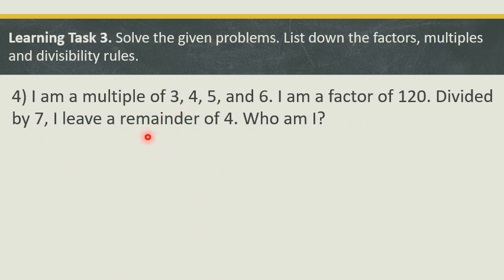Then last, I am a multiple of 3, 4, 5, and 6. I am a factor of 120. Divided by 7, I leave a remainder of 4. So, siya daw ay multiple. Pag counting din natin ng 3, 4, 5, and 6, makukuha natin yung number na yun. Then, factor din po siya ng 120. So, pag dinivide daw siya sa 7, magkakaroon ng remainder na 4. So, ano daw po siya?